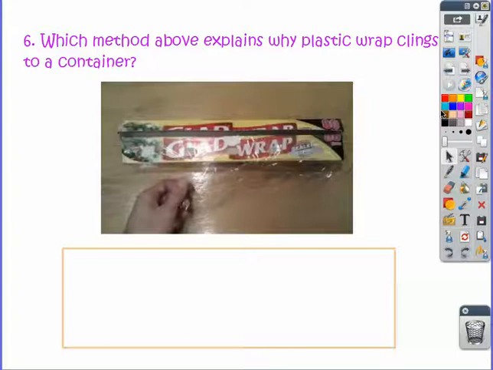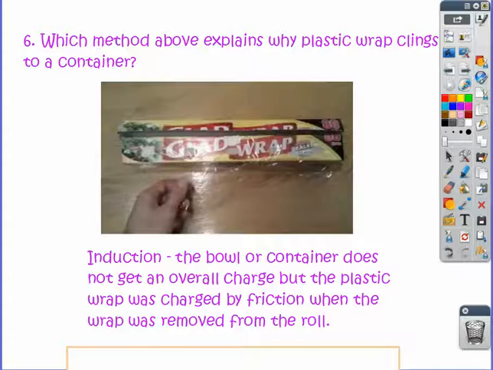So if we were to look at plastic wrap, this is the wrap you put on maybe a salad bowl or something if you're going to store it in the fridge to keep the food inside from spoiling. If we were going to look at plastic wrap as an example, the way in which this functions is that first you end up with friction that causes the wrap to get a charge in the first place, and then it's induction that holds that charged plastic wrap to the bowl.